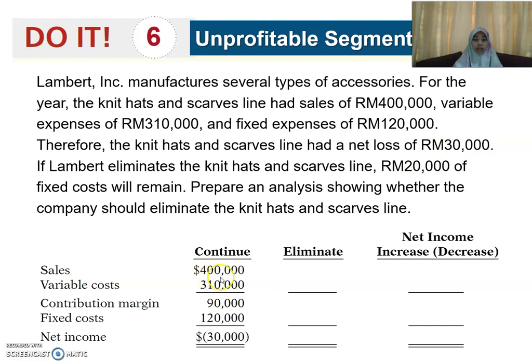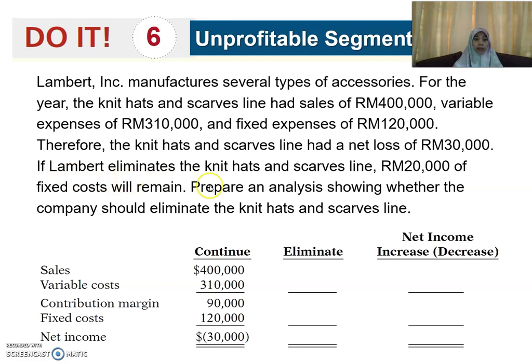Here you have the sales of 400,000. Your variable cost is 310,000. So that gives you a contribution. Remember, sales less your variable cost gives you your contribution. So you have a positive contribution of 90,000. But then you have a fixed expense of 120,000. So 90 minus 120 gives you a net loss of 30,000.